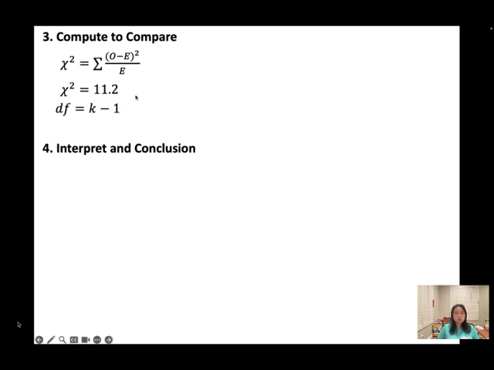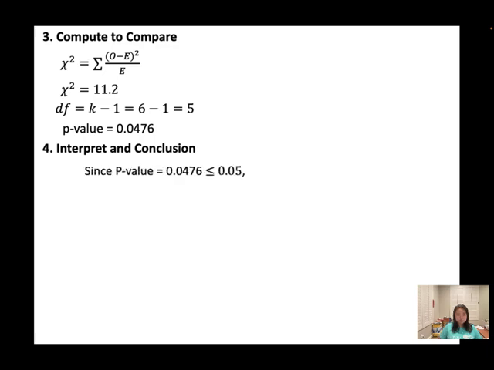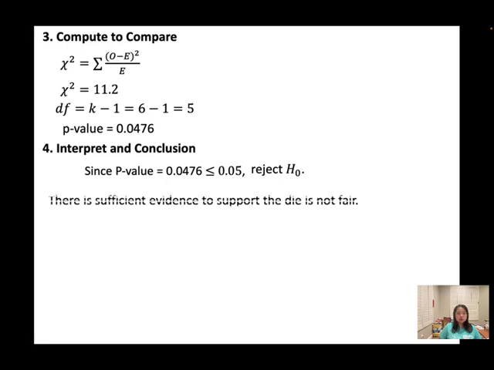Find the degrees of freedom. Make sure that's k minus 1, which will be 6 minus 1 equal to 5. You also get the p-value of 0.0476. Now, compare your p-value with your significance level. That will be reject. And then we state the conclusion: there is sufficient evidence to support that the die is not fair. We reject the null hypothesis, so we know the die is not fair.